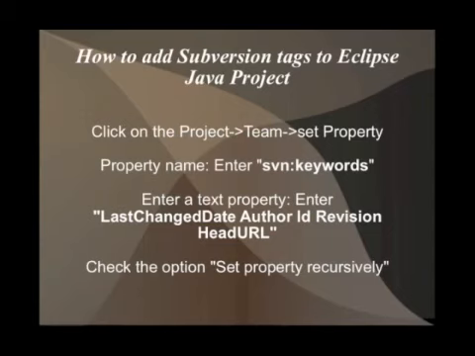You have to, once again, click on Project, Team, and Set Properties. And the property that you're going to be setting in SVN is SVN Keywords. And then you need to enter the following text into your property: last change, author ID, revision, and head URL. And then click the option that says Set Property Recursively, meaning to do this for all the files in the project. And by doing this, you will be setting up your Eclipse/STS to tell Subversion to actually use those keywords in all your files and to look for them.